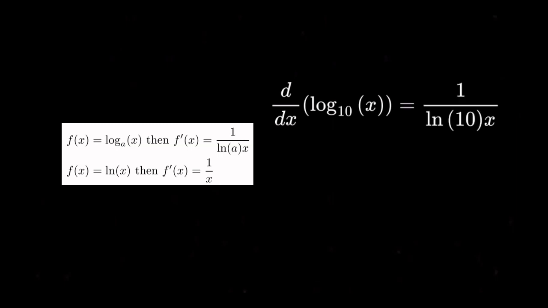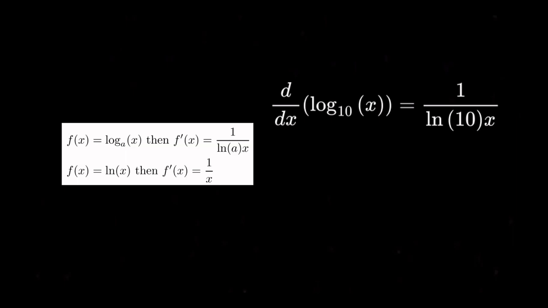So now we can do our logarithmic derivatives. Anytime we are taking the log base a of x, where a is a constant, its derivative is going to be 1 divided by the natural log of that constant a times x. So for example, the derivative of log base 10 of x is equivalent to 1 divided by the natural log of 10 times x.